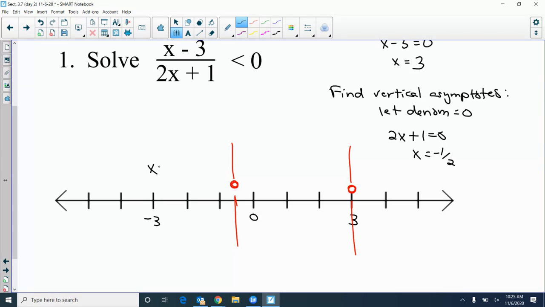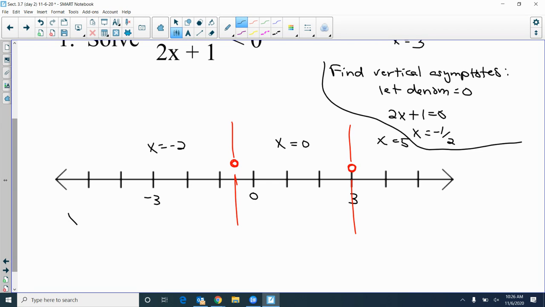And I need to pick test points in between. So I'm going to pick x equals -2. I can use 0 here. And then I'm going to use x equals 5. I'm going to plug them into that original one, x minus 3 over 2x plus 1. And we're just going to see whether I get positives or negatives on the top and bottom, divide them, see where we're going. So negative 2 minus 3 is negative 5, which is negative. 2 times negative 2 is negative 4 plus 1 is negative. Negative divided by negative is a positive.